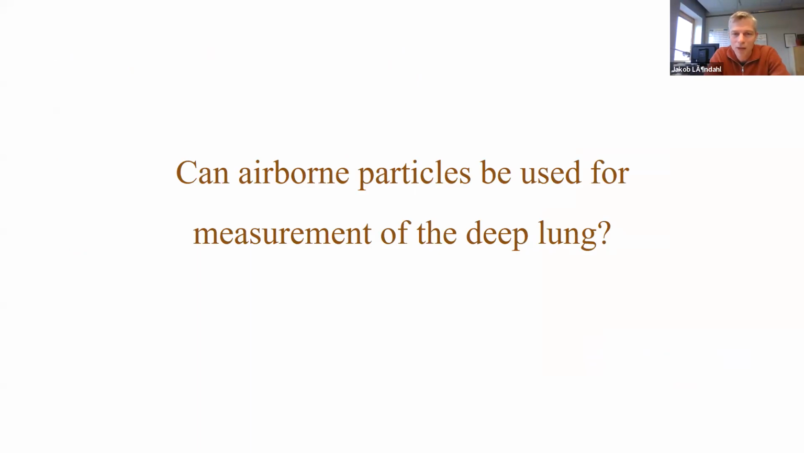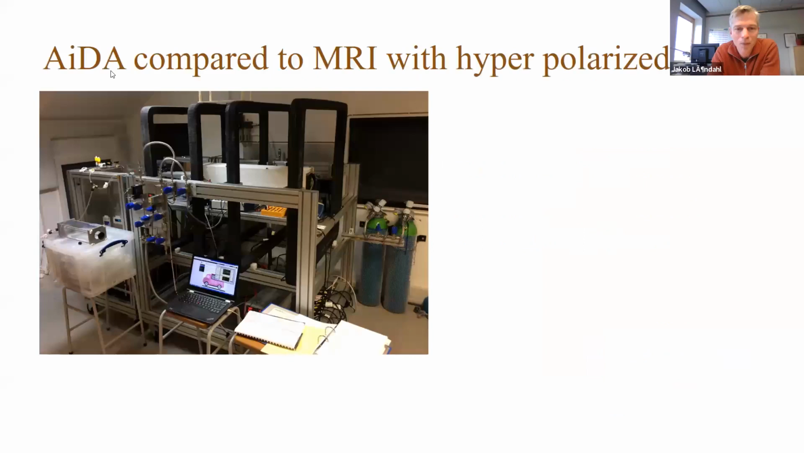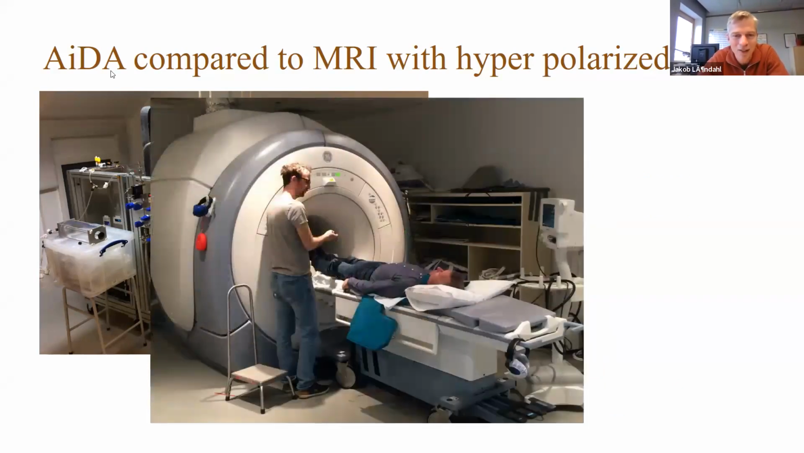So we had the question: could airborne nanoparticles in aerosol be used to measure something in the deep lung? And well, here is a list of all the publications we made on this. But we contacted Jim Weil in Sheffield, whose group has a very nice machine to measure things in the lungs by MRI with hyperpolarized gas, and by their method they could get a number of some sort of mean linear intercept or diffusion distances in the lungs, something that was related to the alveolar size.